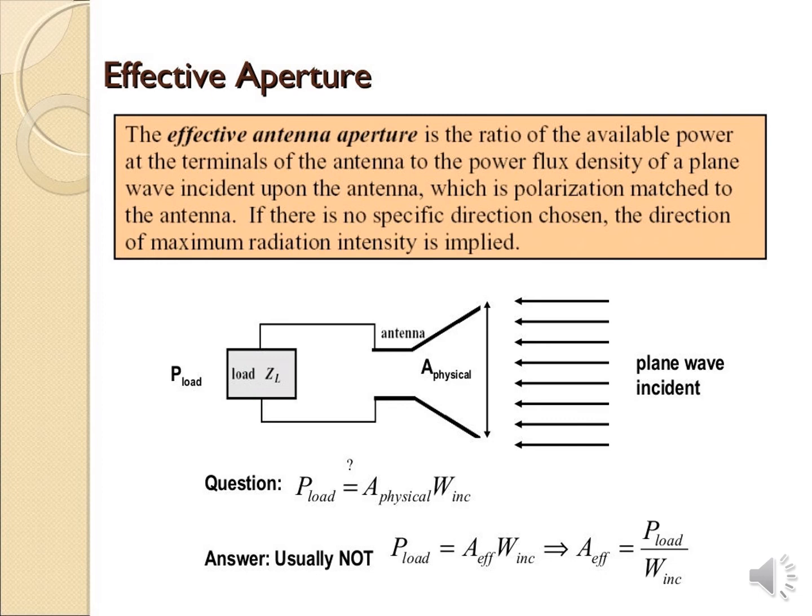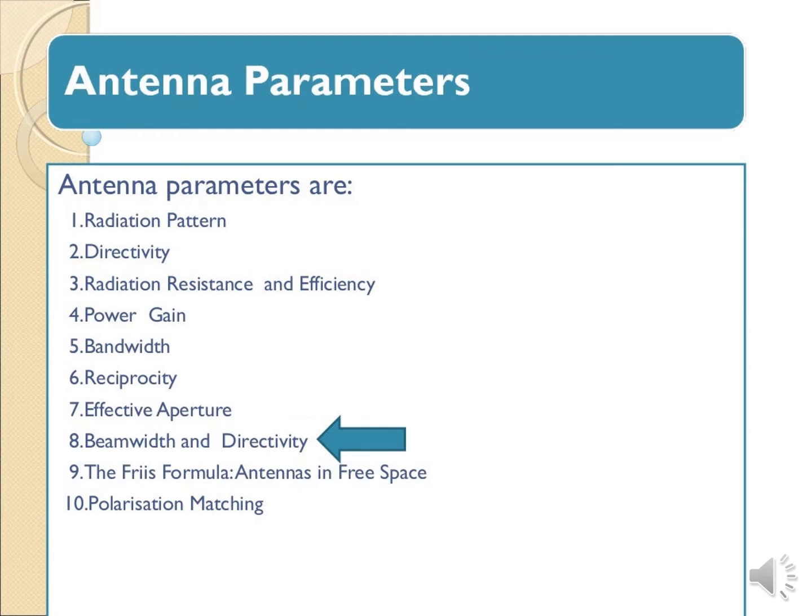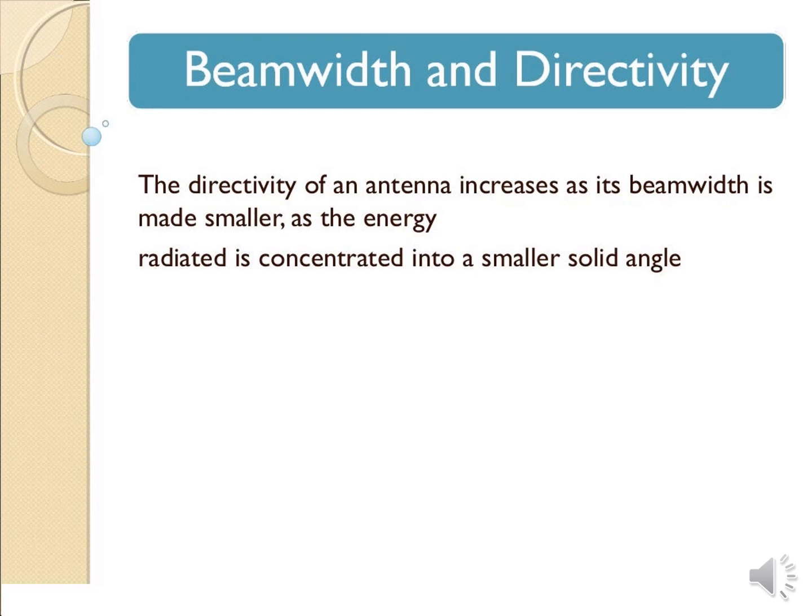You can see in the diagram that it is the ratio of available power at the terminals of the antenna to the power flux density of a plane wave incident upon the antenna, which is polarization matched to the antenna. If no specific direction is chosen, then the direction of maximum radiation intensity is implied. Next is beamwidth and directivity. Directivity increases as the beamwidth is made smaller, because the energy radiated is concentrated into a smaller solid angle.